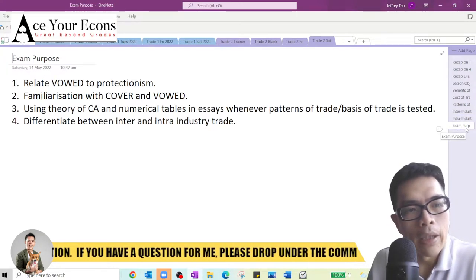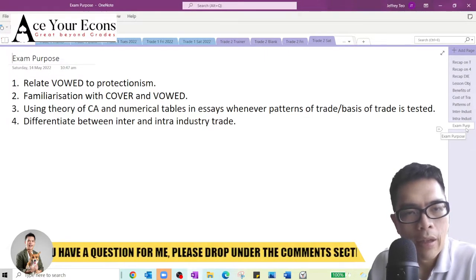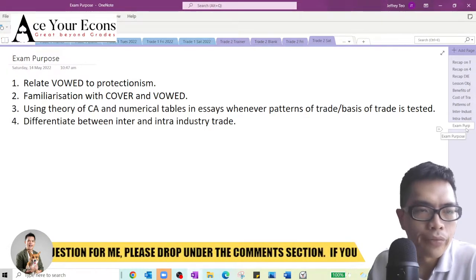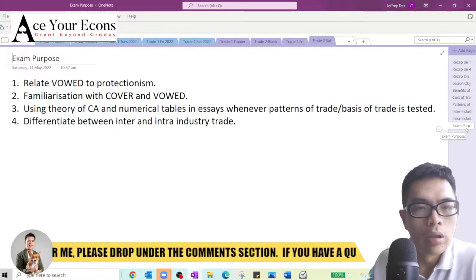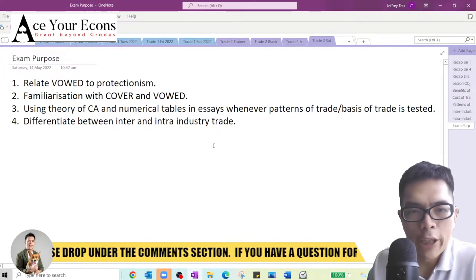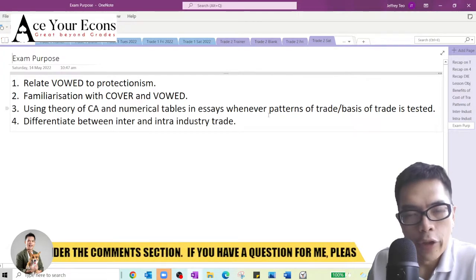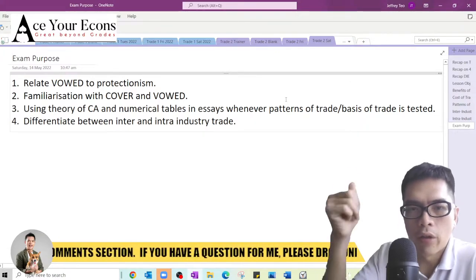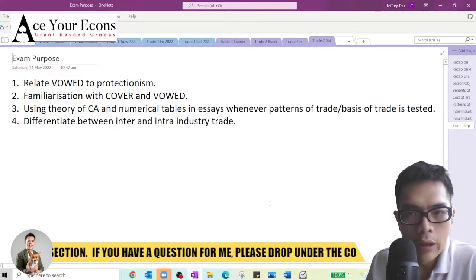For exam purpose, make sure you're able to relate VOWED to protectionism. VOWED is the cause, consequence, concerns of trade. You've got to be familiar with COVER and VOWED for benefits and costs, especially in essays like what I've covered. When patterns of trade and basis of trade are tested, you have to use theory of CA and numerical tables to illustrate volume, composition, and direction. The four tables are really good in illustrating this.